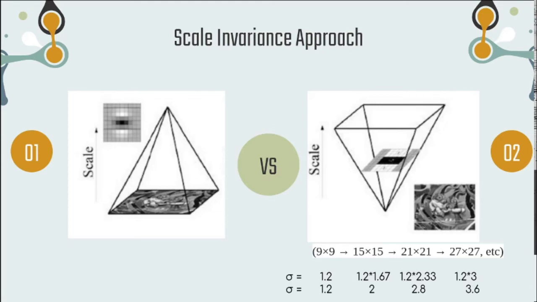Here sigma is nothing but the standard deviation of the Laplacian of Gaussian filter. Our initial filter is of scale 9 cross 9 with a sigma of 1.2, and we can increase the scale and change the sigma value accordingly, and then apply non-maximum suppression at the final stage to remove any unnecessary key points. Here this is our original filter scale size, which is 9 cross 9, and its sigma value is 1.2. Accordingly, if we take another filter increased in size to 15 cross 15, then the sigma value will be 2, and so on.